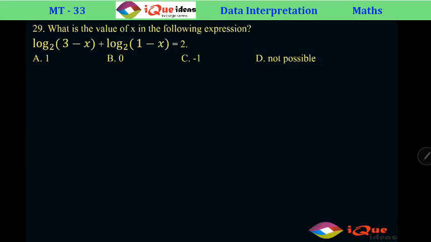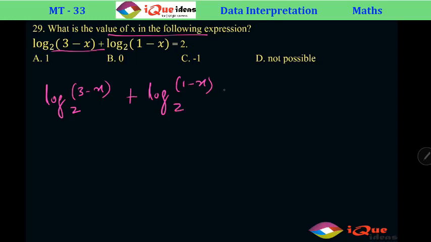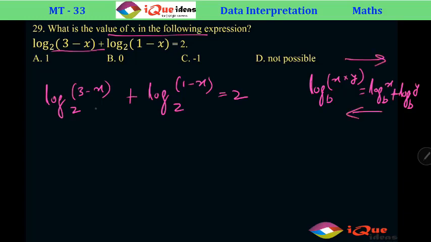Let's see. Now this question is based on the log properties. It says log of 3 minus x to the base 2 plus log of 1 minus x to the base 2, and that is equal to 2. If you remember, we have log of x into y to the base b is equal to log x to the base b plus log y to the base b. Condition is the base has to be the same. We will apply the same rule. This rule can be applied in both ways. So here it is plus sign.